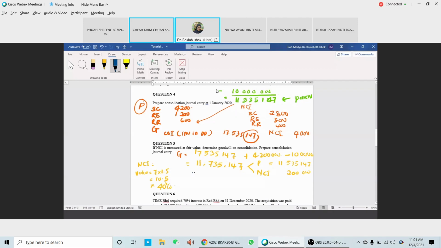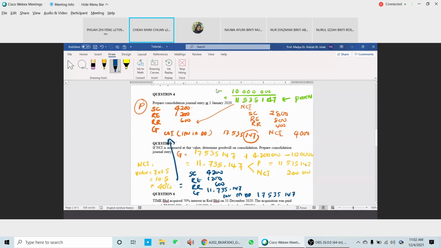Debit share capital, 4.2 million. Then debit retained earnings, 1.2 million. Then debit revaluation reserve, 0.6 million. Then debit goodwill, 11,535,147. Credit investment in DD Berhad, 17,535,147. Then the next one is for non-controlling interest.